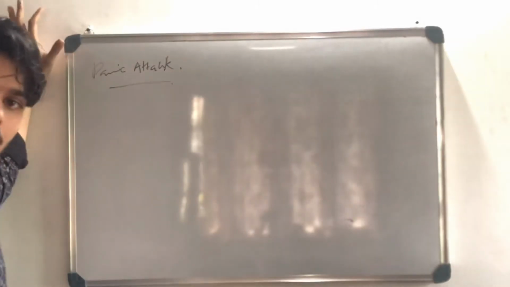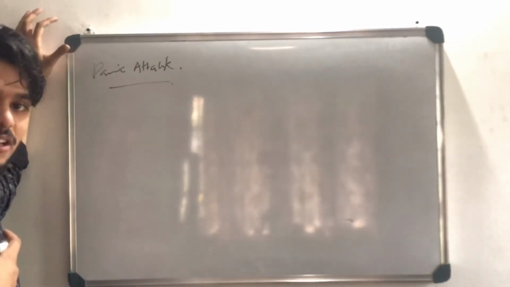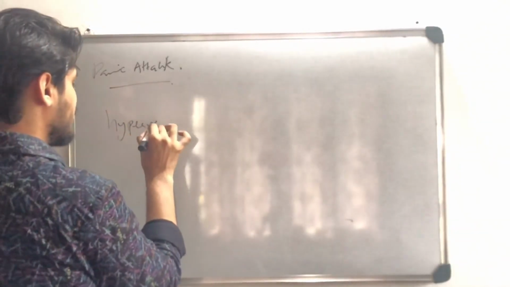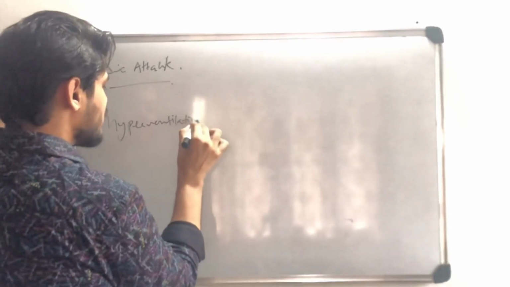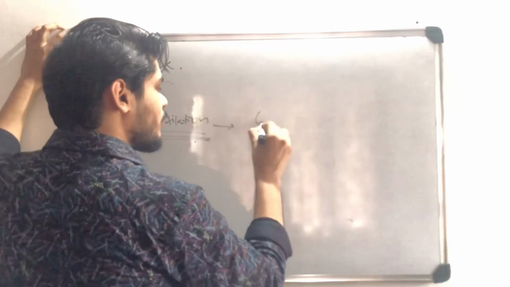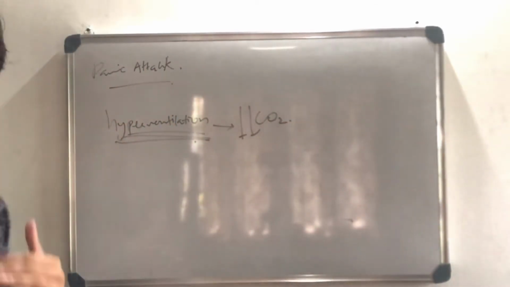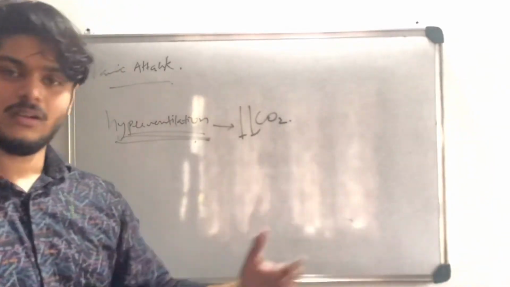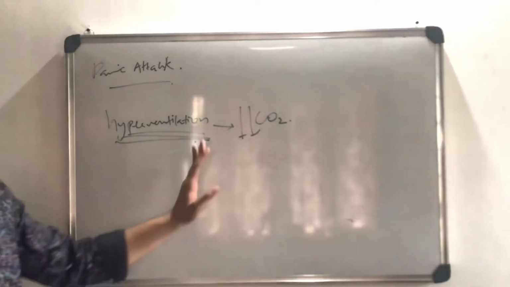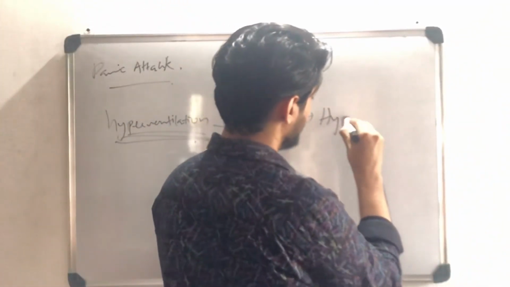We have a panic. What do we do? We hyperventilate. We increase the ventilation. When there is hyperventilation, carbon dioxide will be exhaled out a lot, so there will be very little carbon dioxide. When there is very little carbon dioxide, that is hypocapnia.